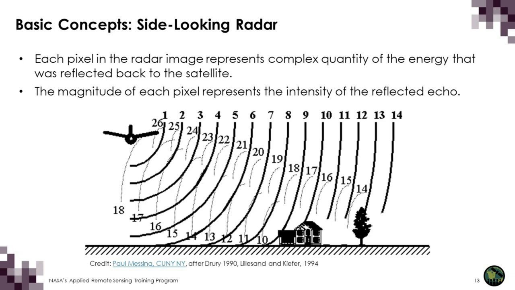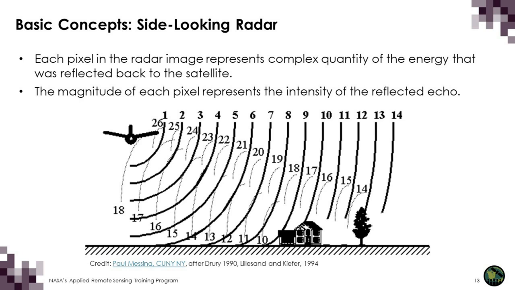As the sensor platform moves forward, recording and processing of the backscatter signals build up a two-dimensional image of the surface. Now, the range, or across-track, resolution is dependent on the length of the pulse, and the azimuth, or along-track, resolution is determined by the beam width, which is inversely proportional to the length of the antenna. That means a longer antenna will produce a narrower beam and finer resolution.